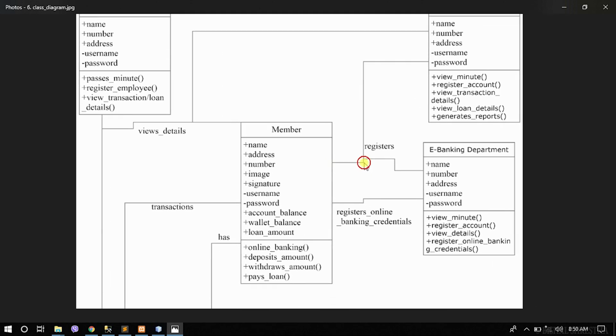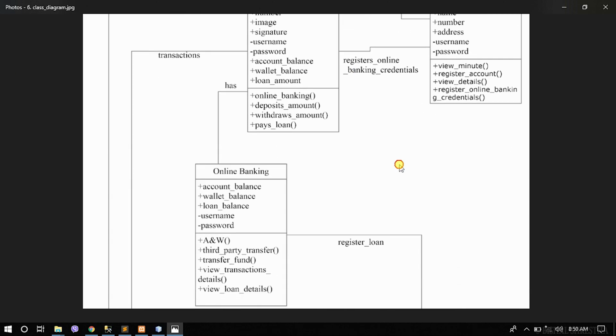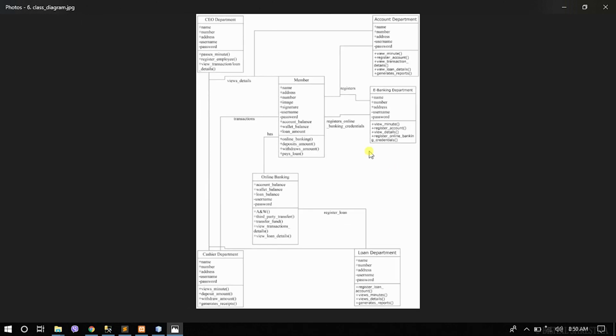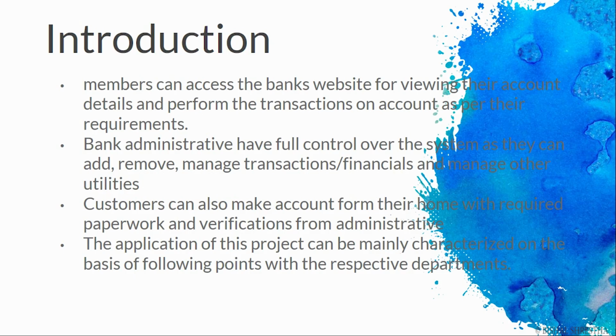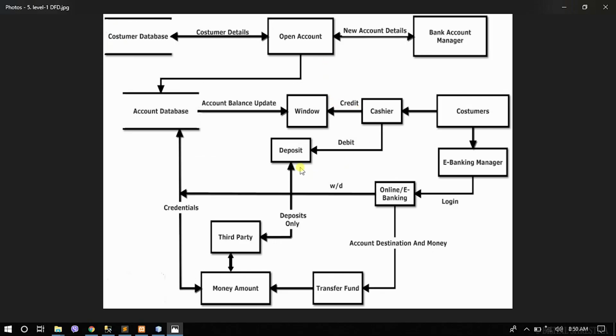So the members can access the banks for viewing their account details and perform the transactions on account as per their requirements. The simple GUI in the desktop application makes it user-friendly and efficient to handle all the transactions for admins or staffs. Bank administration have full control over the system as they can add, remove, manage transactions, final sales, and manage other utilities.